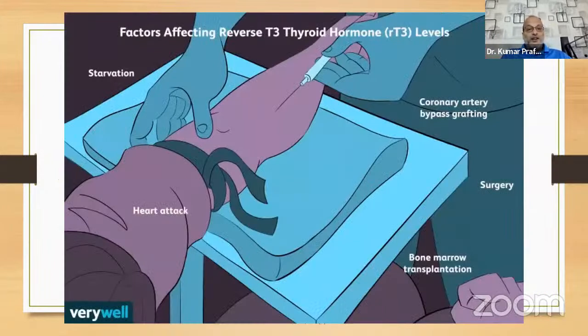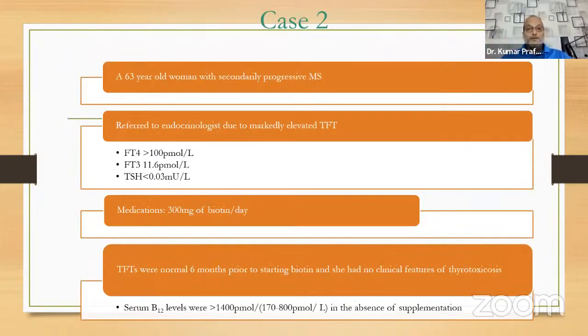There are certain factors which affect reverse T3 hormone level. Reverse T3 levels are increased, leading to a decrease in free T4. They include starvation, heart attack, coronary artery bypass grafting, surgery, and bone marrow transplantation. These are the conditions where you will see abnormal thyroid function test. These are the conditions where you will see euthyroid sick syndrome, what we call non-thyroidal illness, where thyroid function test may be abnormal.